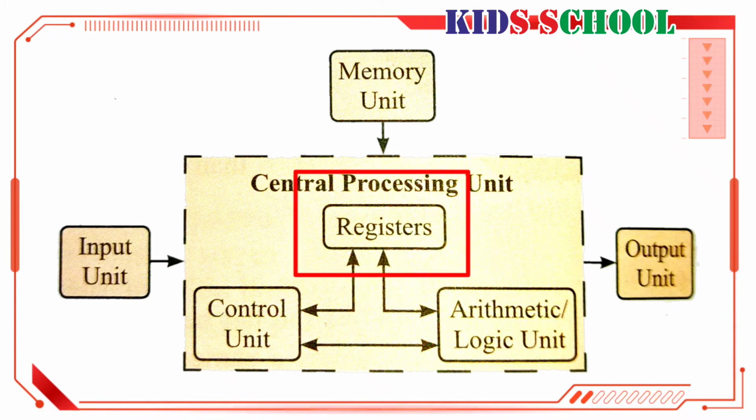Registers. Registers are high-speed small memory units used to temporarily store instructions, intermediate data generated during processing and results. Essentially, they hold the information on which the CPU is currently working.